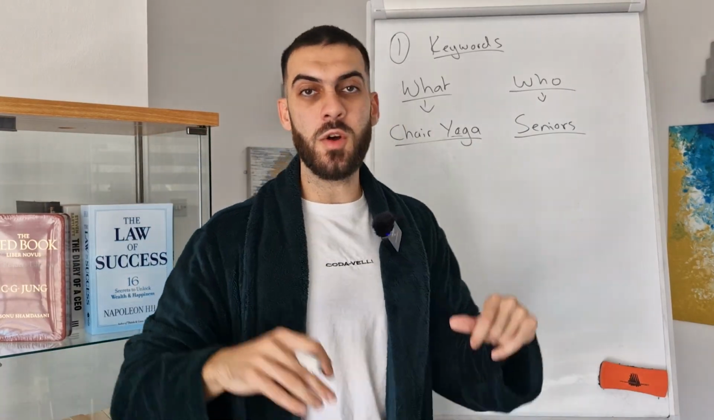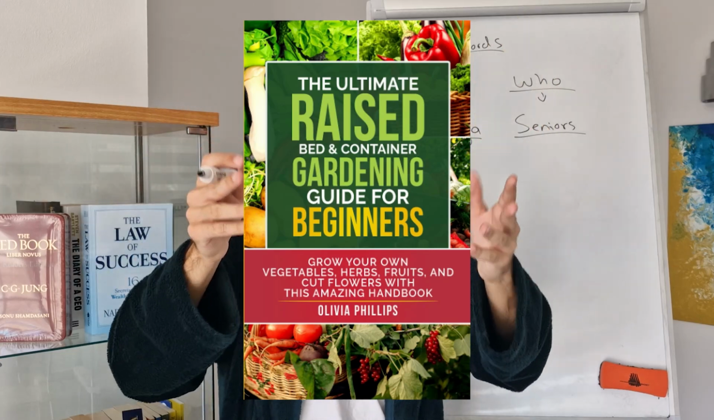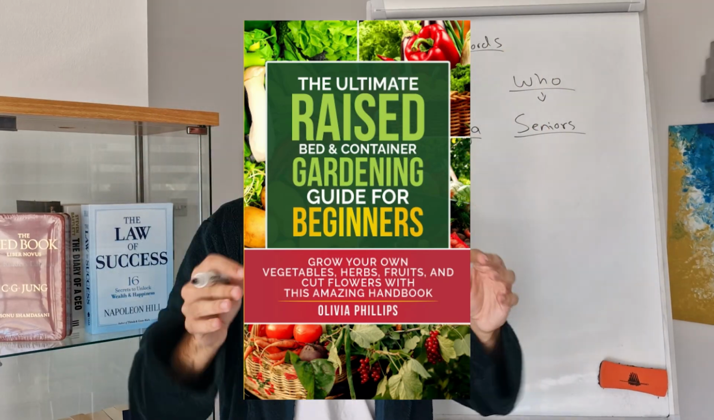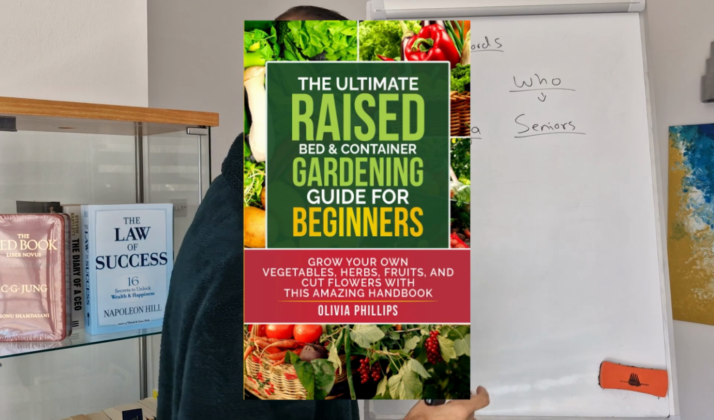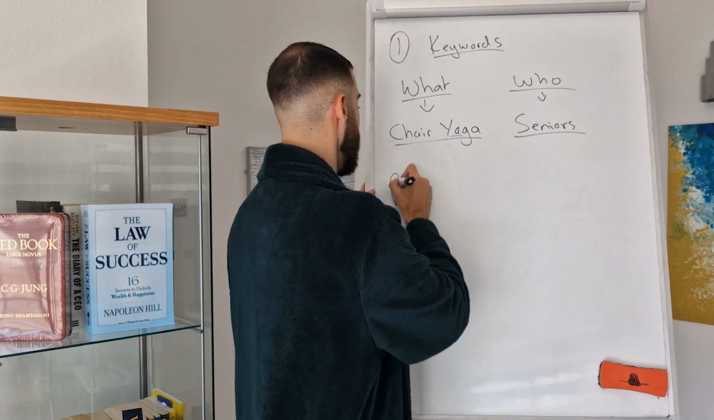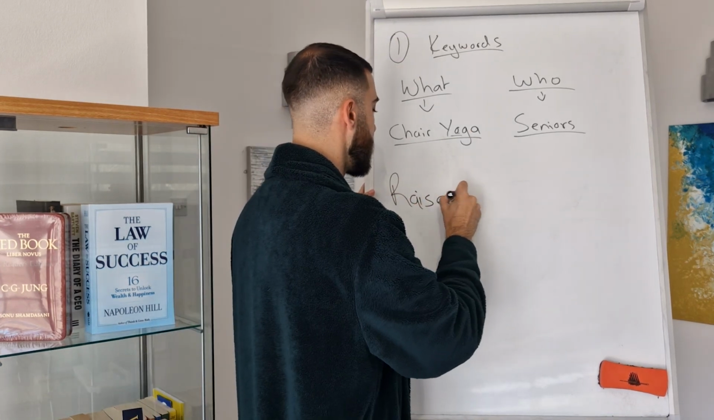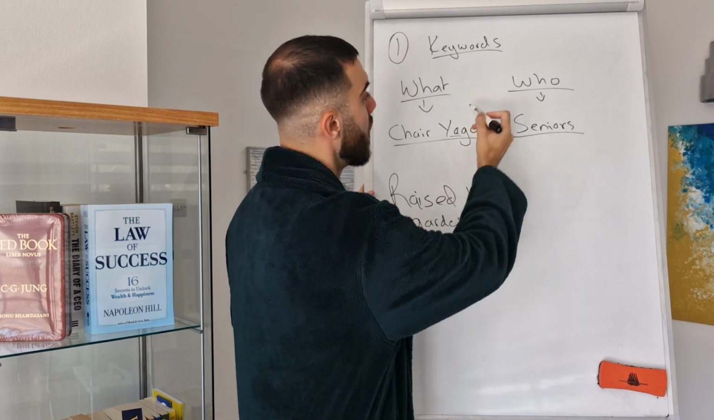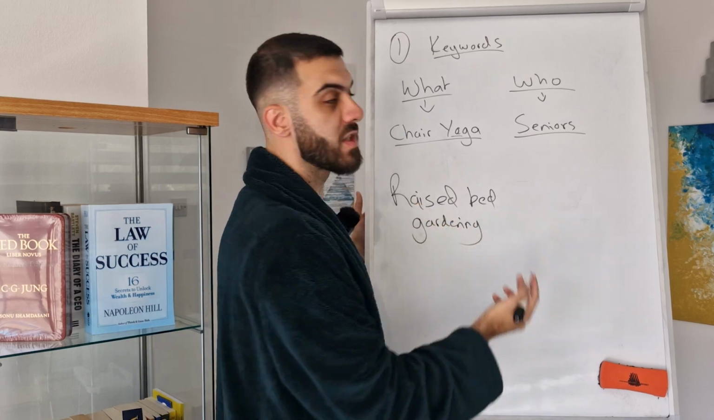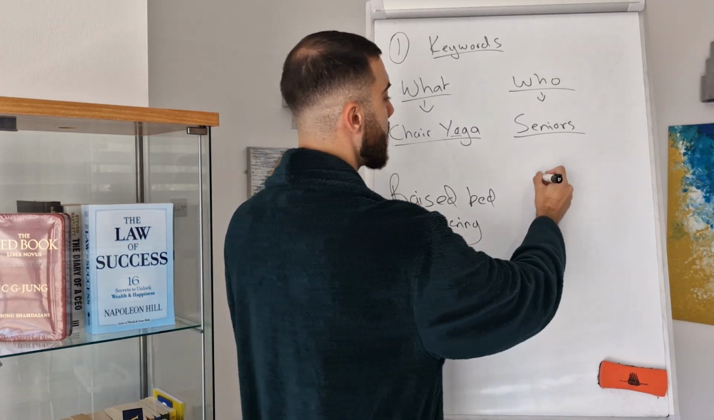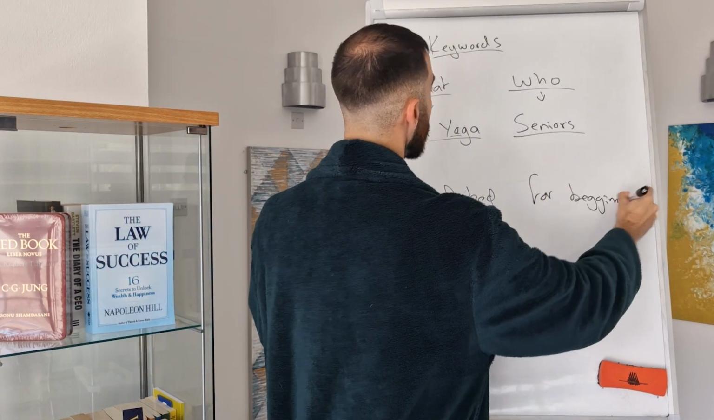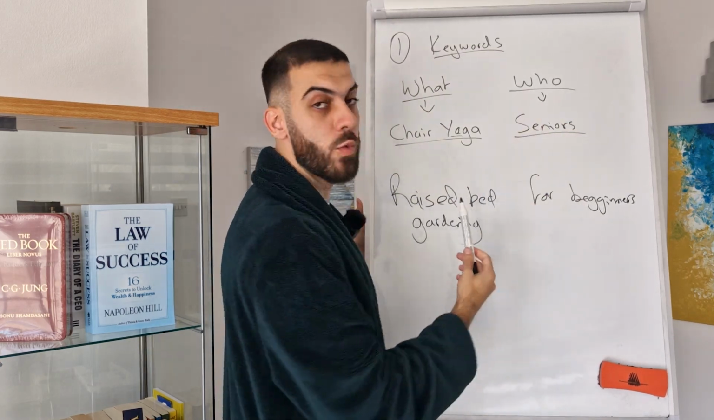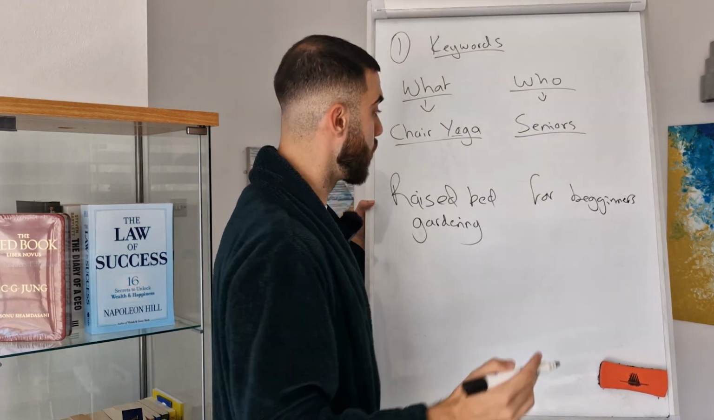Okay, so apart from chair yoga, I'm going to put a cover that pops up now. You can see the cover. Look at what the book is. This is a raised bed gardening book. So guess what keywords we're going to put? What is our book? It's obviously a raised bed gardening book. But the most important part, who is it for? Well, is it for experienced people or is it for beginners? I'm going to guess that it's for beginners. So now that we know what our book is and who it's for, we know which keywords we're meant to be targeting. We know which keywords to find.